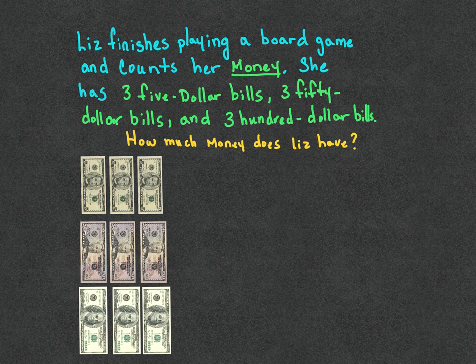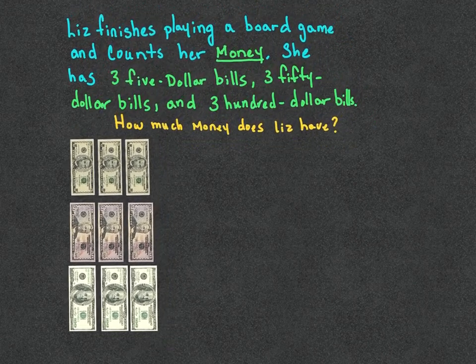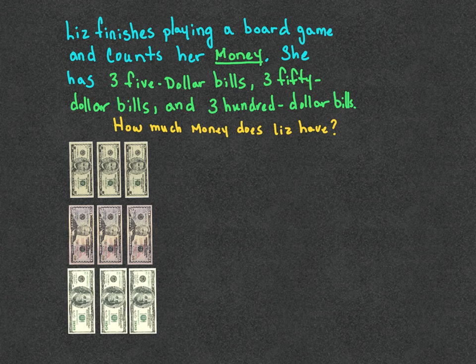Liz finishes playing a board game and counts her money. She has 3 $5 bills, 3 $50 bills, and 3 $100 bills. How much money does Liz have? Well, if we look over here, we have 3 $5 bills, 3 $50 bills and 3 $100 bills. We're seeing that 3 is a factor in each one of these.